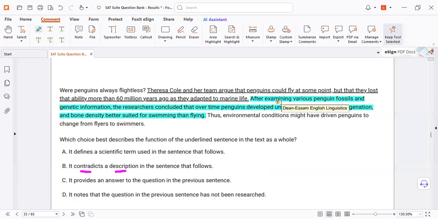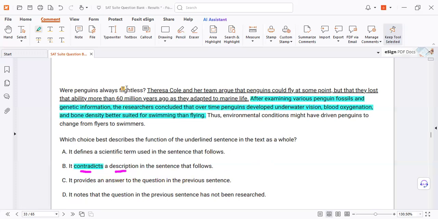Is this one opposite to this one? No. Do you see any contradiction? Any contrast? No. That's the point. Let's see letter C. It provides an answer to the question in the preface.